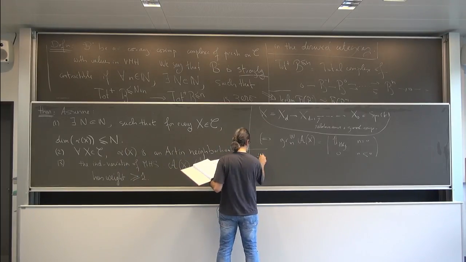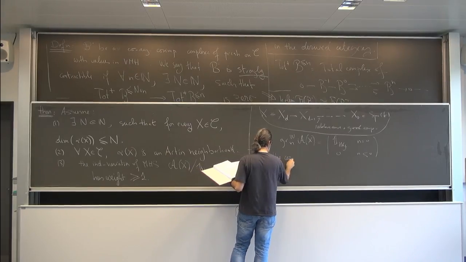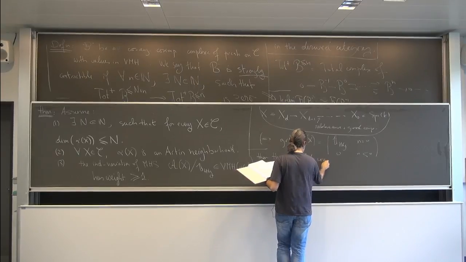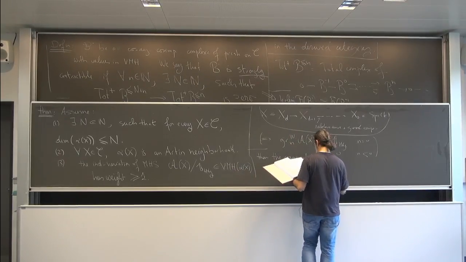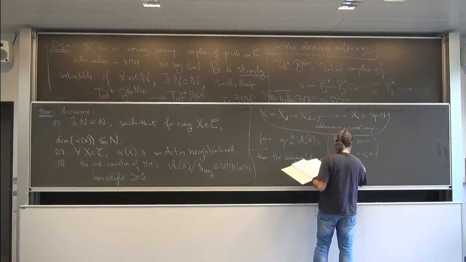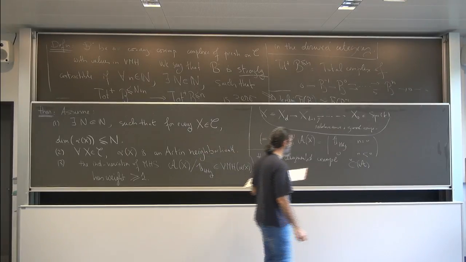So these are the conditions, and now the conclusion is the following. Then the co-augmented cosimplicial object Čech on A is strongly acyclic.